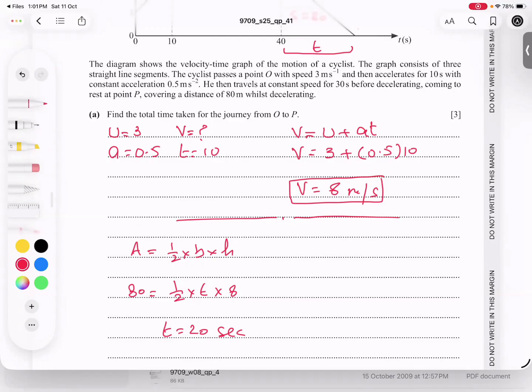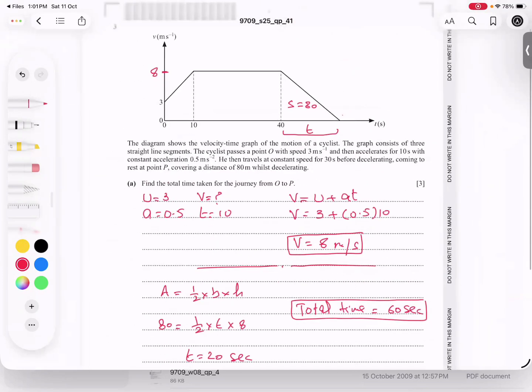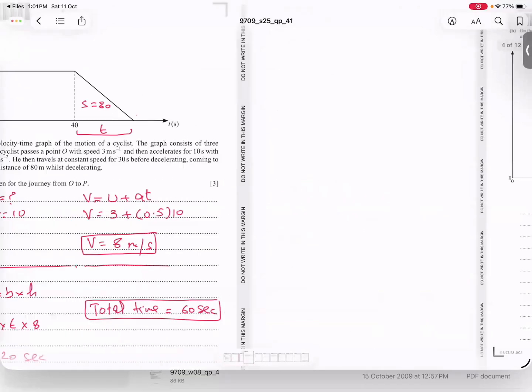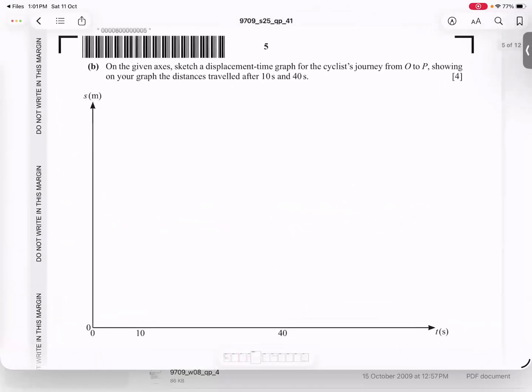And total time, if I add 20 and 40, I get 60. So total time is 60 seconds. This is my final point. And now what is the next part on the next page? Because we have part B.